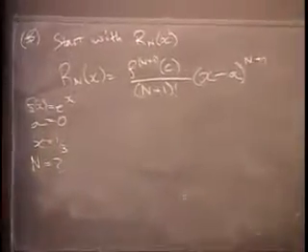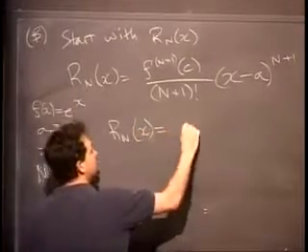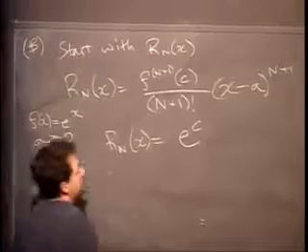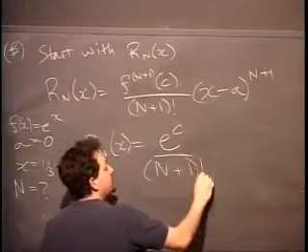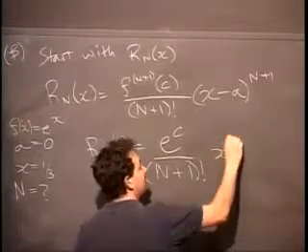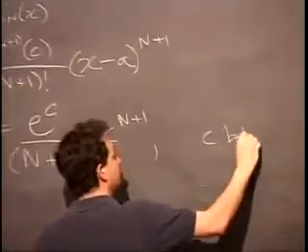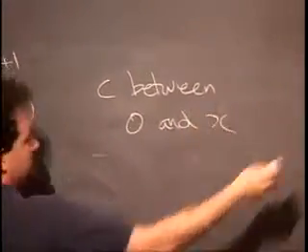So let's specialize this. In general, we have Rn of x is e to the c, because all the derivatives are e to the x. Evaluated at c, you get e to the c, over n plus 1 factorial, x to the n plus 1, again, c between 0 and x. Same as what we wrote before, but I don't know what n is.